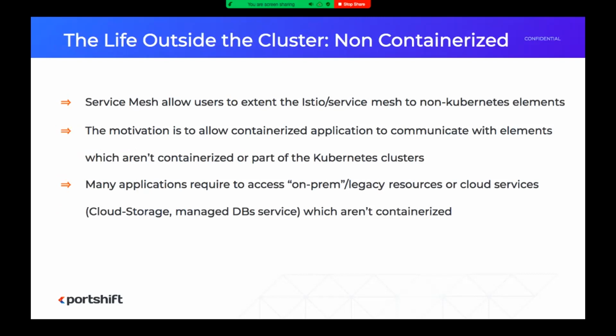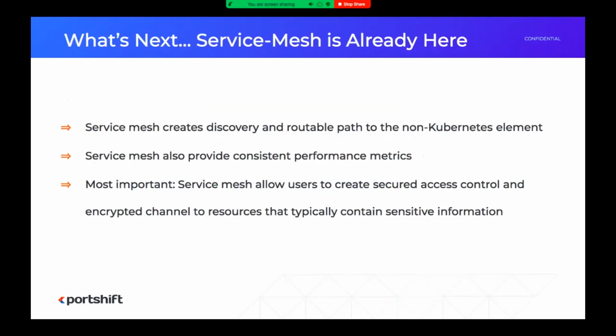So with service mesh, users can extend the service mesh policies to non-Kubernetes elements. And this is something which will allow containerized applications to communicate with elements which are not containerized. And this, as we discussed, can happen quite often. Now, service mesh creates a discoverable and routable path to those non-Kubernetes elements, so everyone from the cluster can reach them, and we can set up a policy on who can do it based on security considerations or what we want to expose and what we don't want to expose.